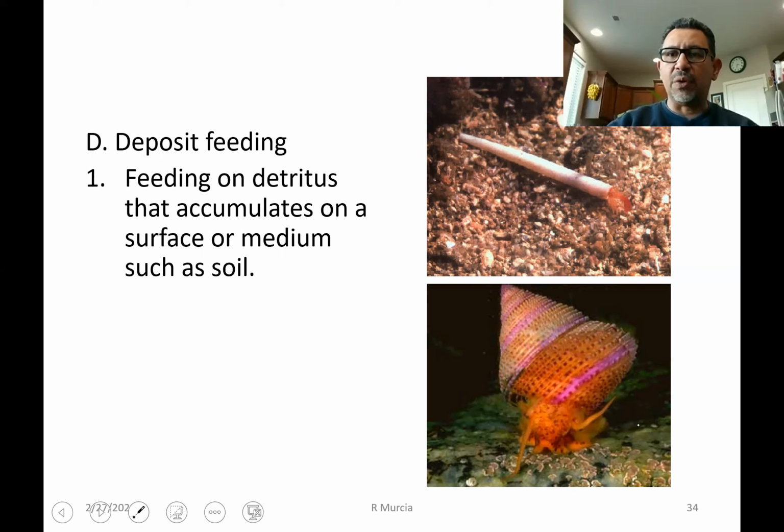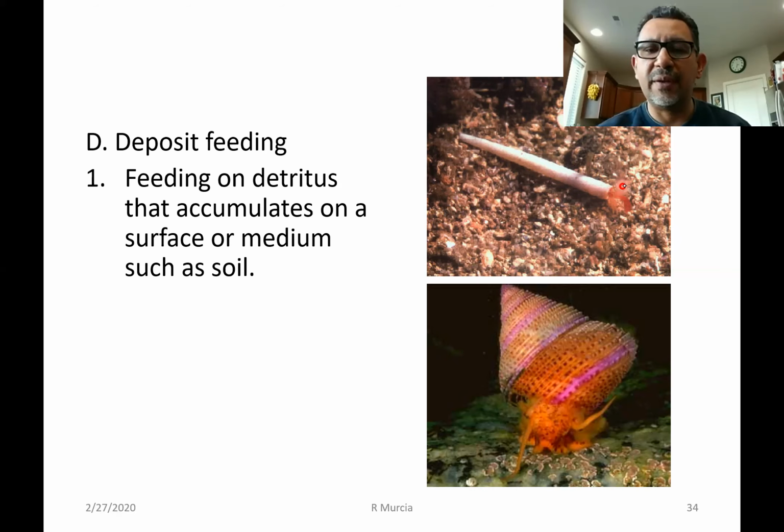Here you see a type of worm. This is actually a worm, makes a little casing. Some people may mistake it as a mollusk because of the shell-like covering, but this is actually a polychaete worm. Let me see if I can enlarge this. Perhaps we can see that detail.